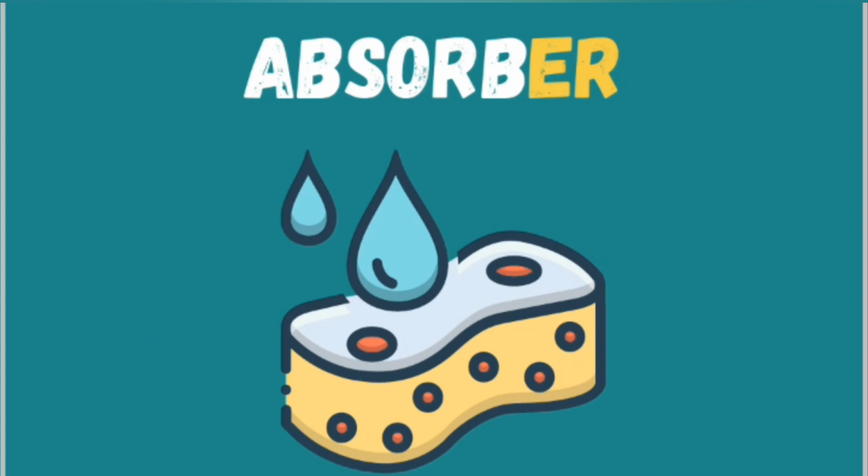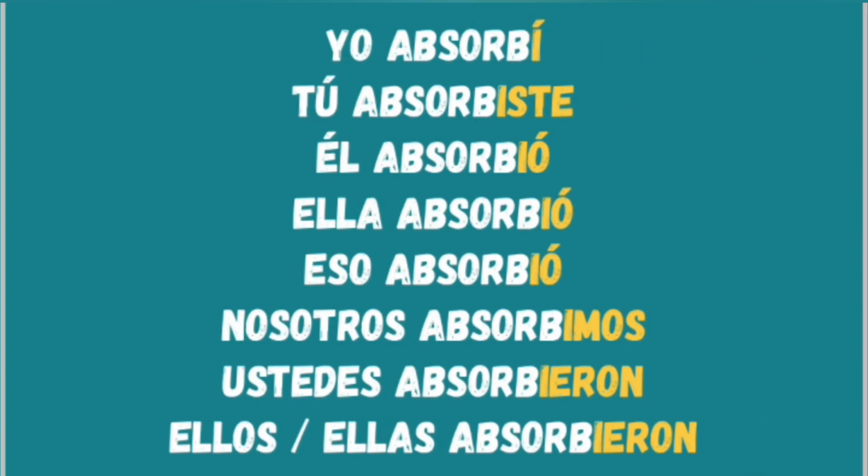And now I have this verb to absorb, okay? If you want to say to absorb, in Spanish you have to say absorber. Absorber. And let's see how you have to conjugate this in the indefinite past. If you want to say I absorbed, then you have to say yo absorbí. Yo absorbí. Okay, look, the part that is not changing is absorb. Okay? Now, if you want to say you absorbed, then you have to say tú absorbiste.